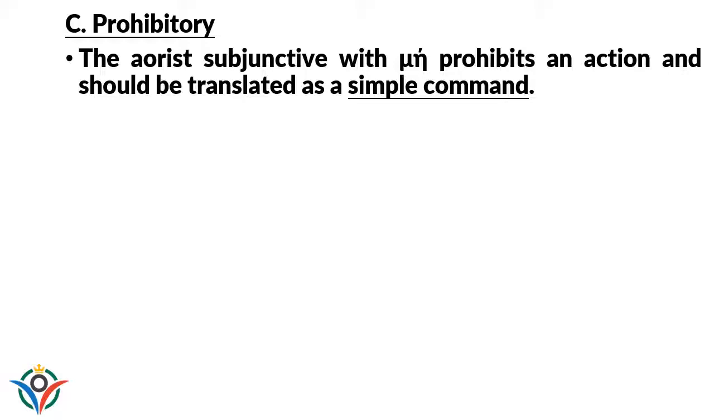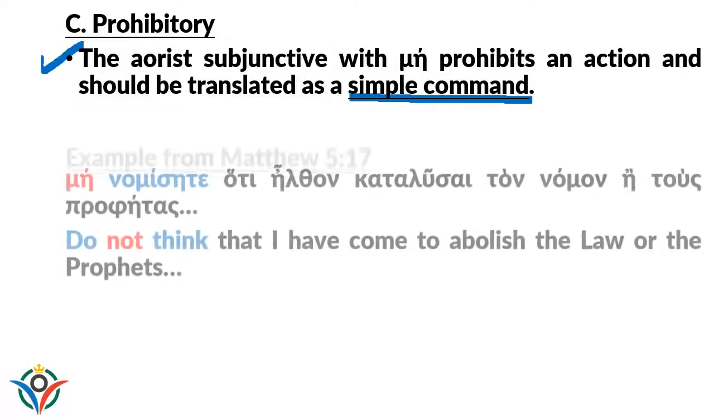The third subjunctive use with independent clauses is the prohibitory. The prohibitory is when the aorist subjunctive is used with me to prohibit an action and should be translated as a simple command. So when you see me with an aorist subjunctive verb, then this should indicate to you that it is a prohibition, and we should translate it as a simple command. So let's look at two examples together.